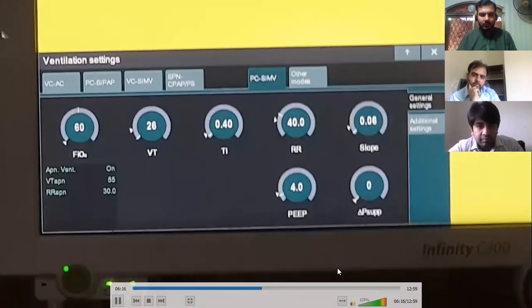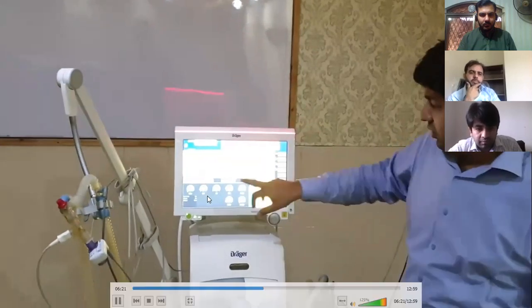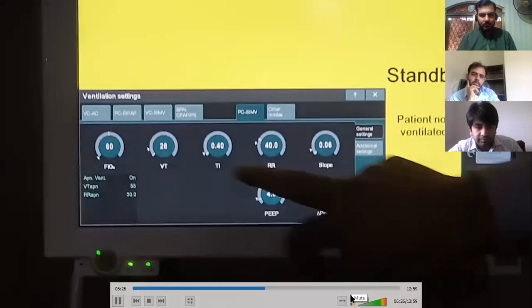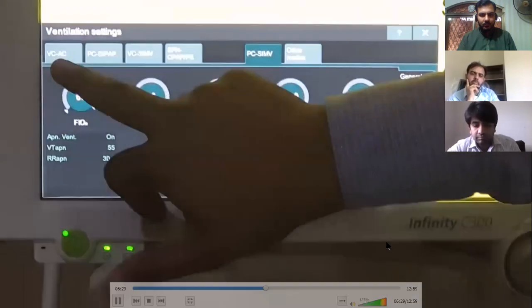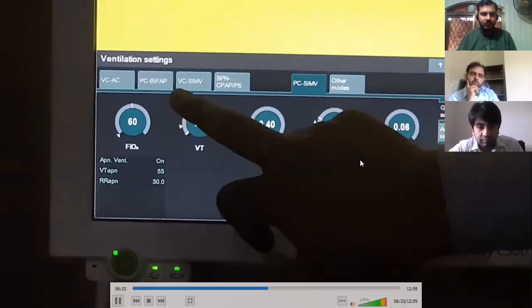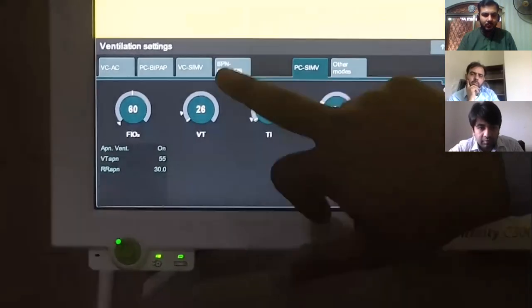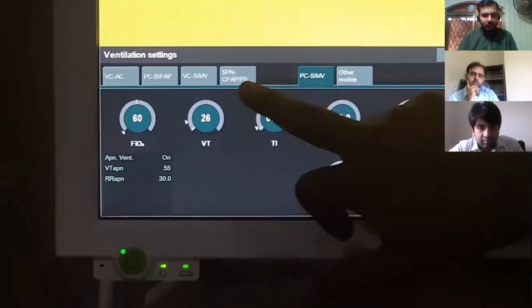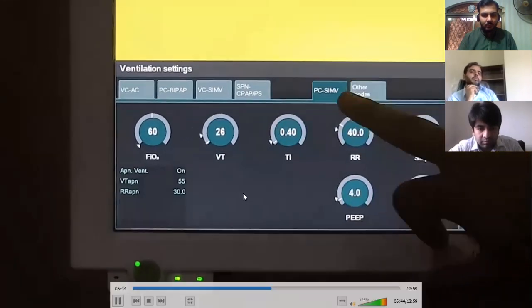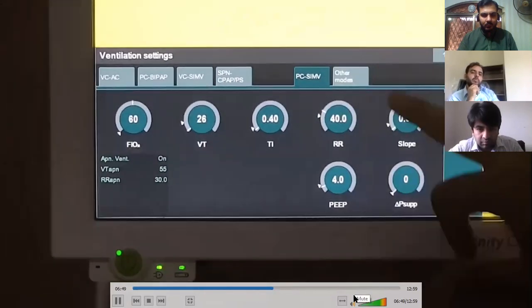You can see. Okay. So in these ventilatory settings, you can see the different modes of ventilation. The first mode is volume control. The second you can see is pressure control. The third is volume control, synchronized intermittent mandatory ventilation. The fourth one is pressure support, CPAP. The fifth one is pressure control, synchronized intermittent mandatory ventilation, and there are some other ones.